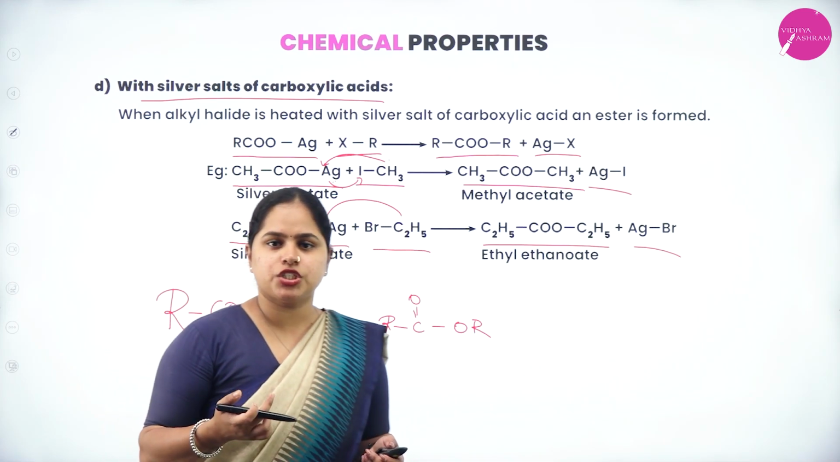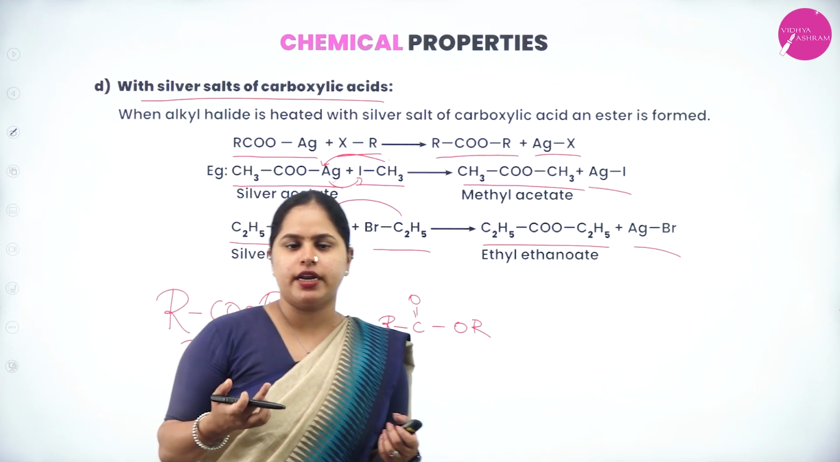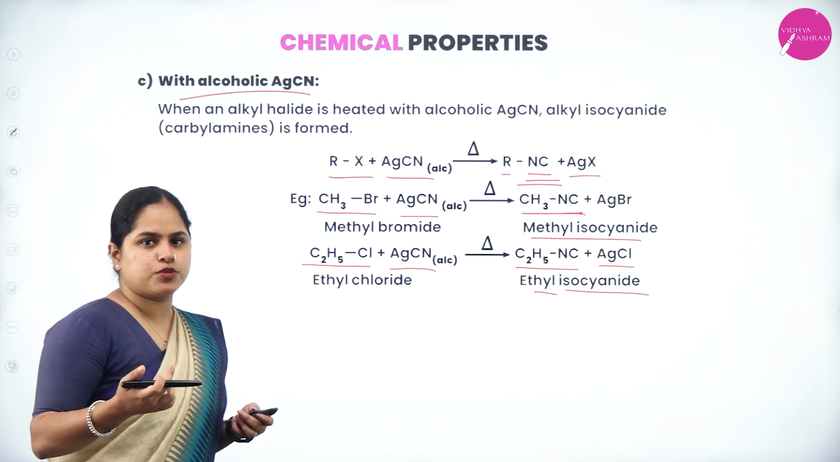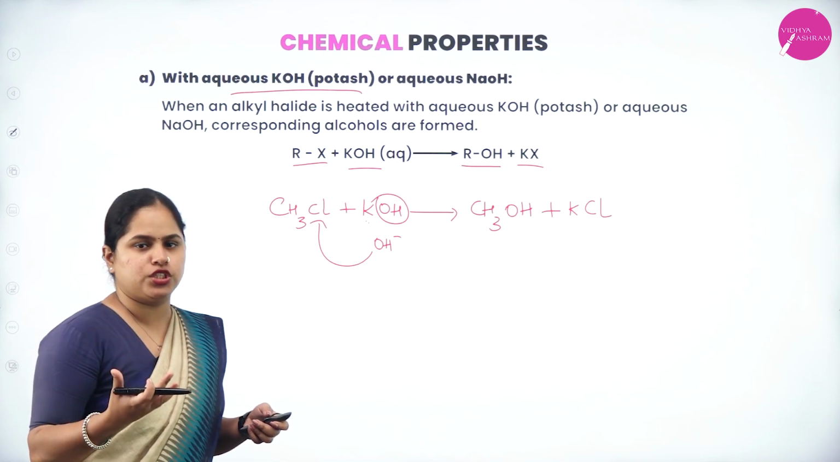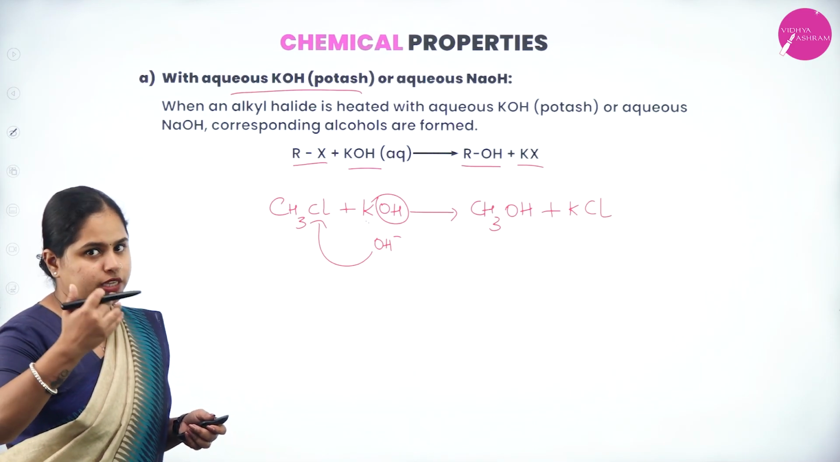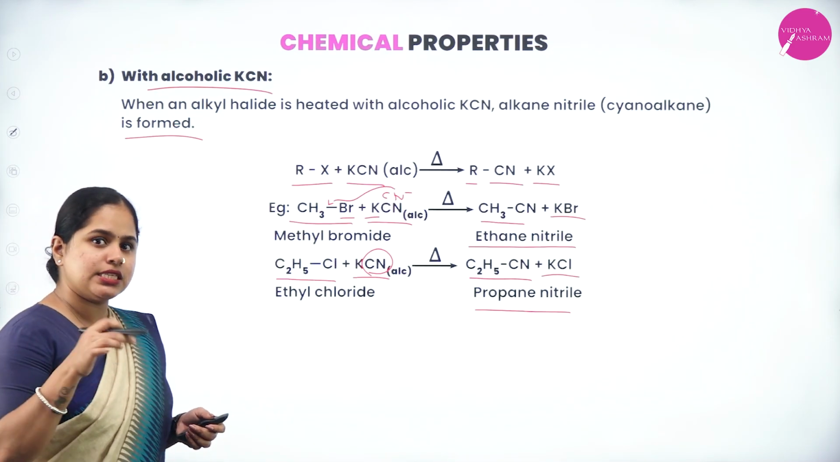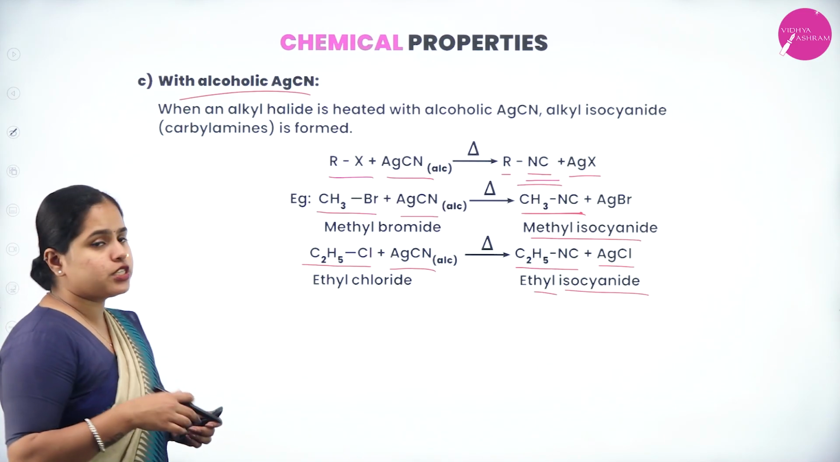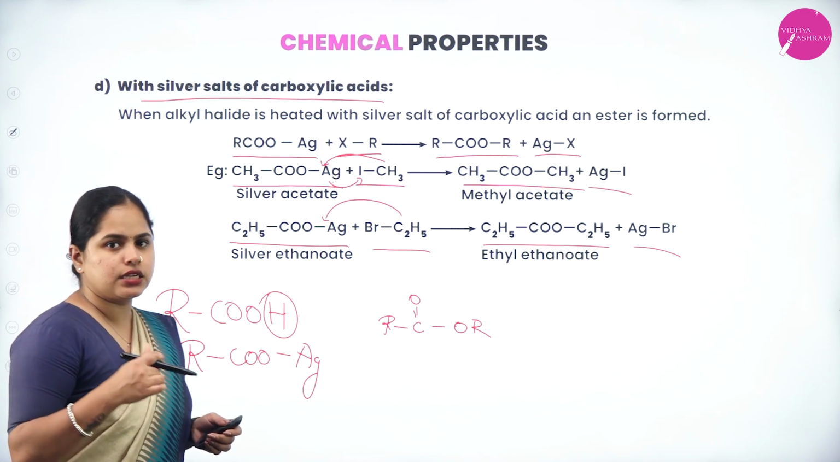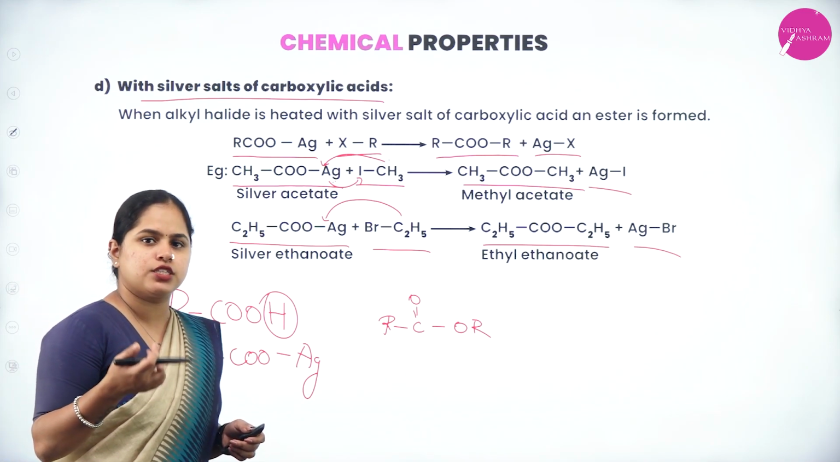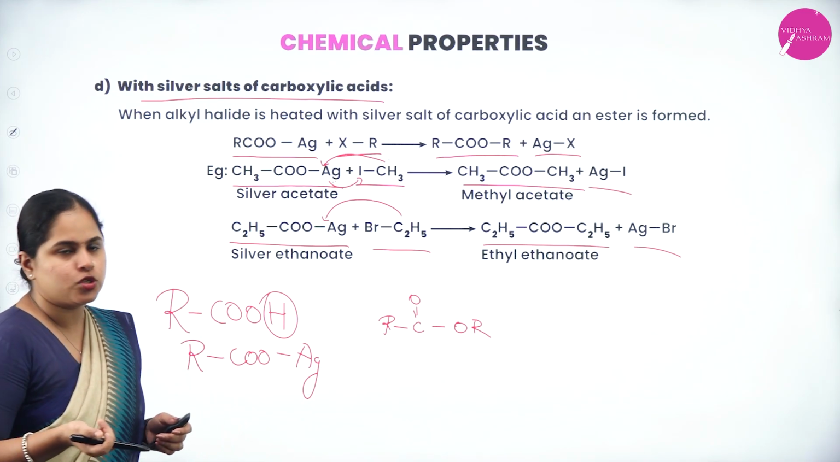So I hope these reactions are clear for you, wherein we were studying the different nucleophilic substitution reactions. The first one was with KOH, which is the nucleophile OH minus. OH minus will be substituted in place of halogen. Next is KCN, CN minus will be substituted. In case of AgCN, NC, you will get an isocyanide. And with silver salts of carboxylic acid, you will get an ester. Okay, so I hope it is clear.